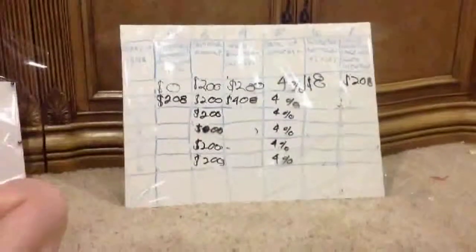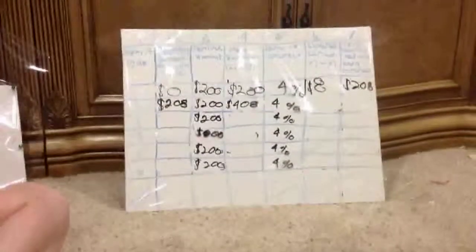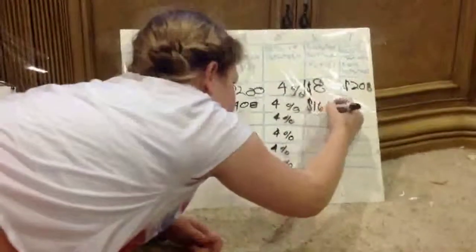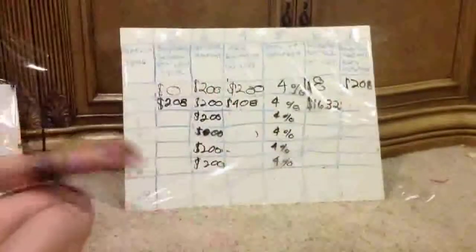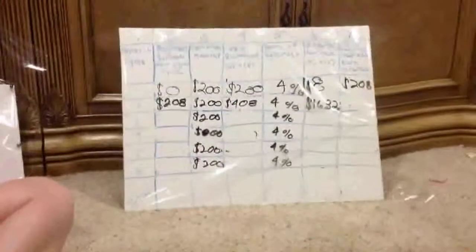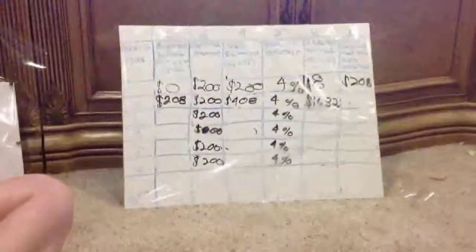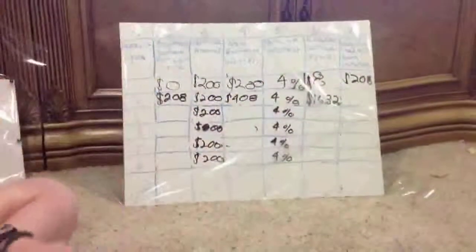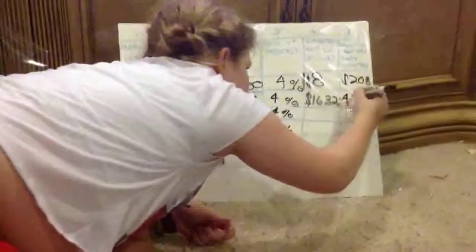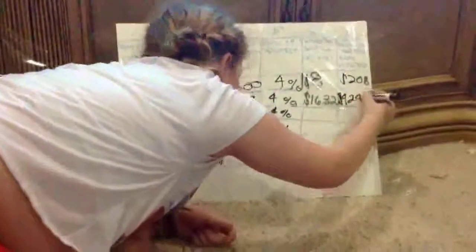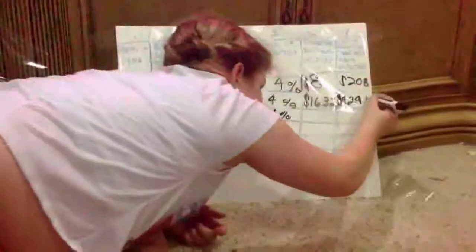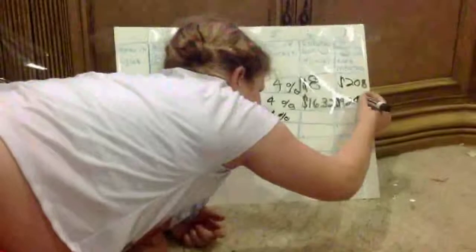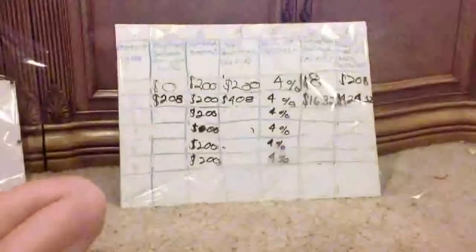So 408 times 0.04 is $16.32. So if we add $16.32 to 408, because remember, we add these two to get this on compounded interest, we will get $424.32. And I will do the rest of the table, and you can check your work.